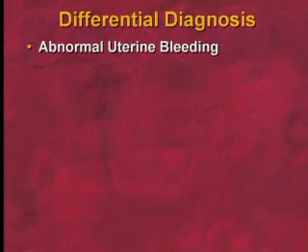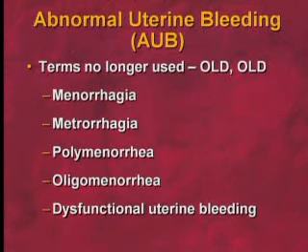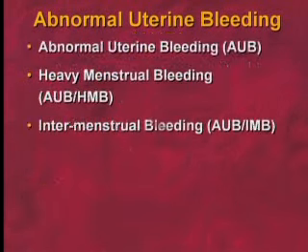And we want to talk about the differential diagnosis related to AUB. I did want to mention that there are terms that are no longer used. All of these terms are old, and especially dysfunctional uterine bleeding. It's no longer an accepted term for us to use. So now we come to the terms that are accepted.